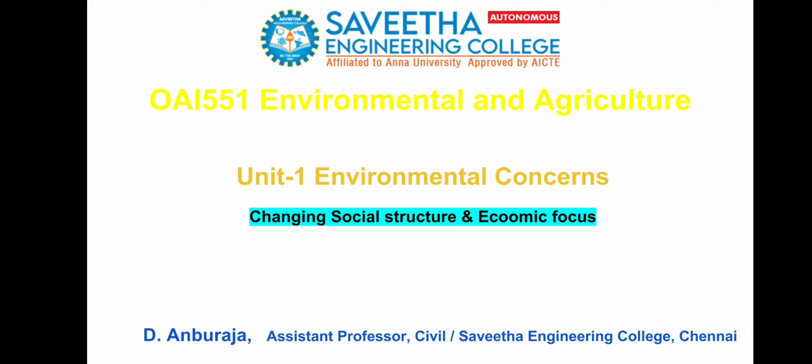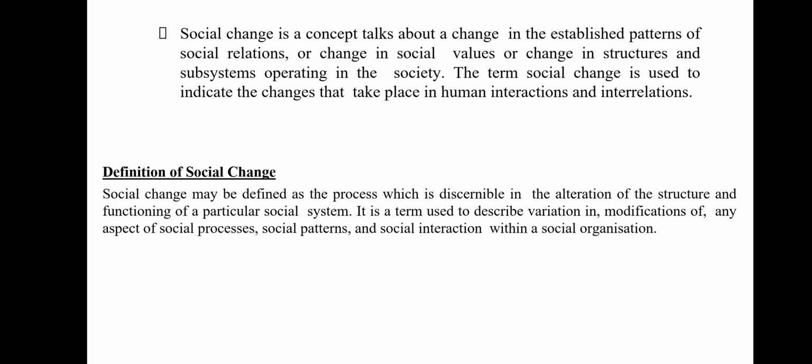Hi everyone. Now we are going to discuss changing social structure and economic focus under the environmental agriculture subject, unit 1, environmental concern. So social change is a concept that talks about a change in the established pattern of social relations, or a change in social values, or a change in structure and subsystems operating in society. This term, social change, is also used to indicate the changes that take place in human interaction and interrelations.